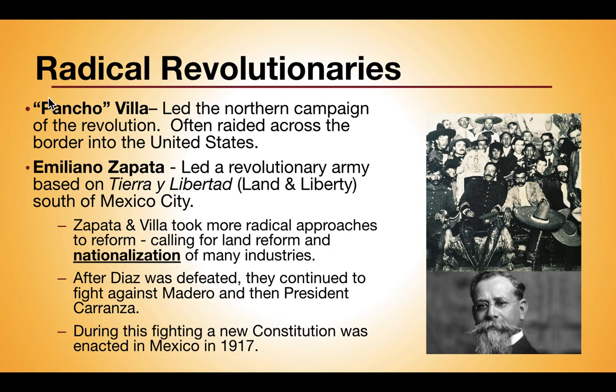So these radical revolutionaries, Pancho Villa and Emiliano Zapata, they will continue to fight against Madero. Madero will be assassinated, and then Zapata and Villa will continue to fight because they want to nationalize land reform and nationalize industry. And the new leader that takes over, Carranza, is going to continue the fight until Zapata and Villa are defeated. Before they're truly defeated, a new constitution will be formed that is really a great compromise between the reformers and the radicals and their vision. And that's what you see in the Constitution of 1917 that we started the lesson with.